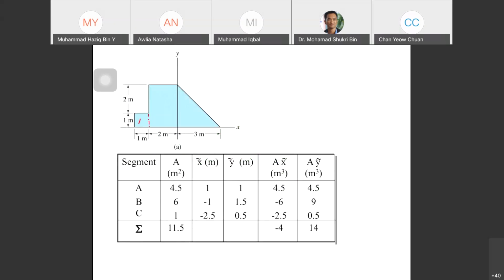So this one is A. This one is B, and this one is C. A is a rectangle, B is a rectangle, C is a triangle. So all these shapes are known. We know where the location of their centroid is.